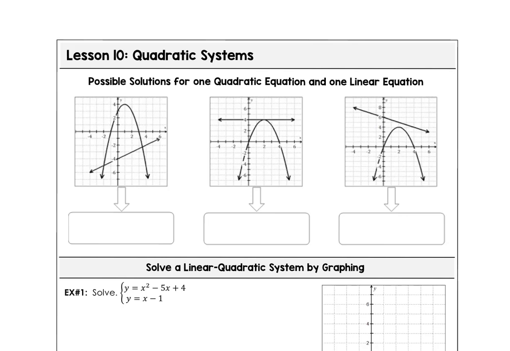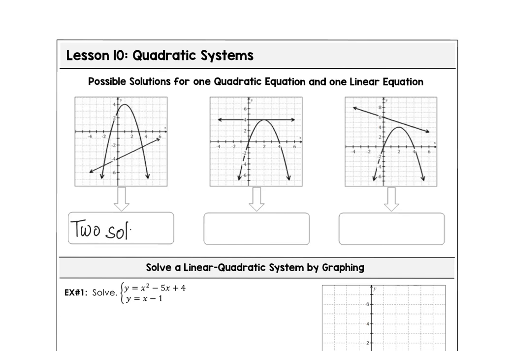This is lesson 10 at the end of unit 4. We're looking at quadratic systems today. You can see in our 3 pictures that we have 3 different solutions to a quadratic equation and a linear equation in a system of equations. Here, the parabola and the line intersect in 2 places, so it's a possibility that we could have 2 solutions.